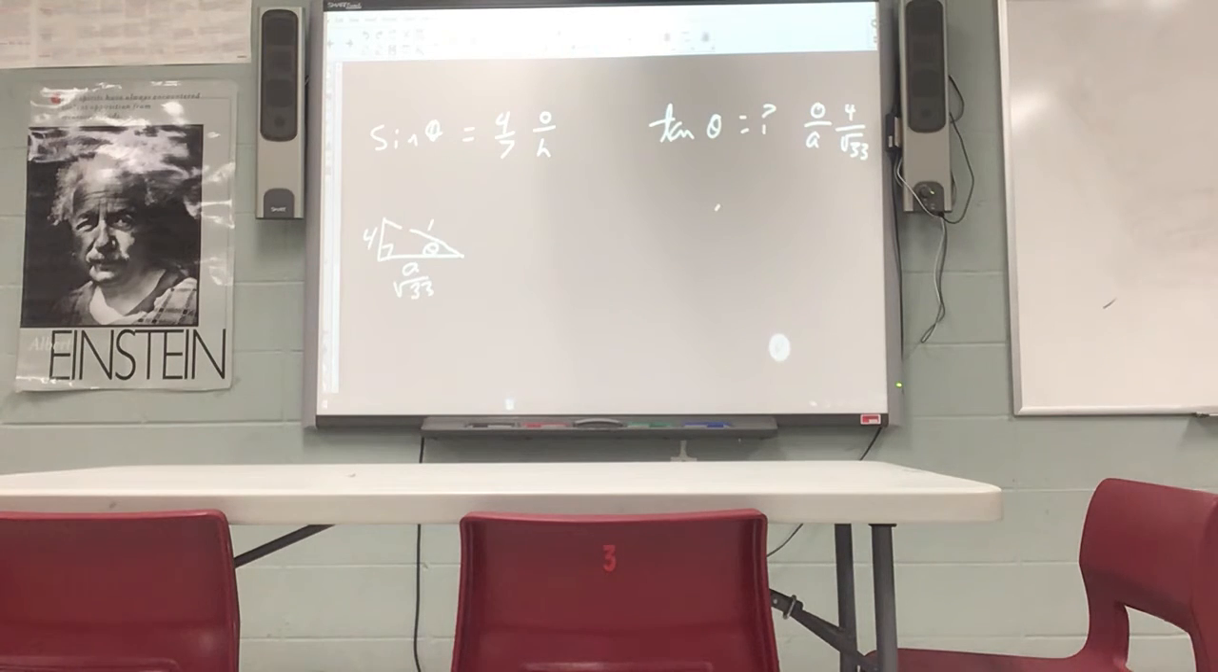So we've got 4 over the square root of 33, and we need to cancel out the square root of 33 on the bottom. So anytime it's a square root, you can multiply it by itself. Y'all remember that?